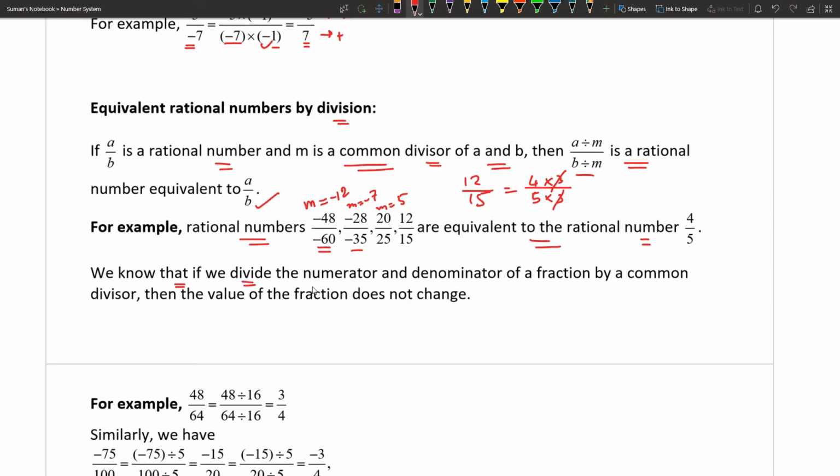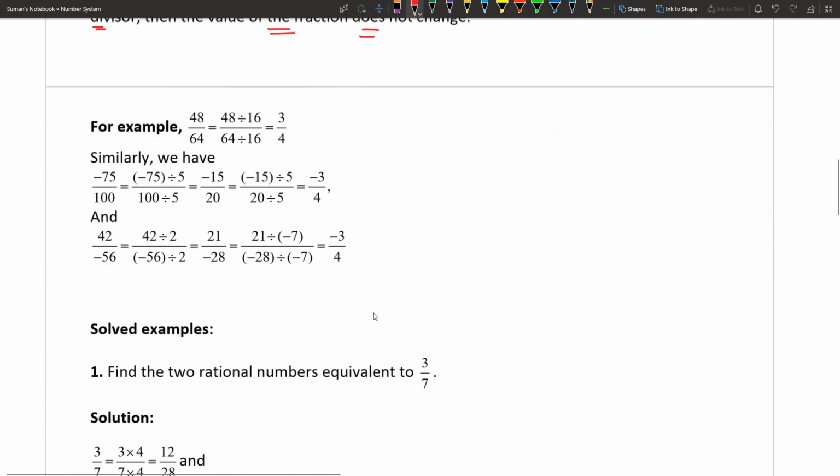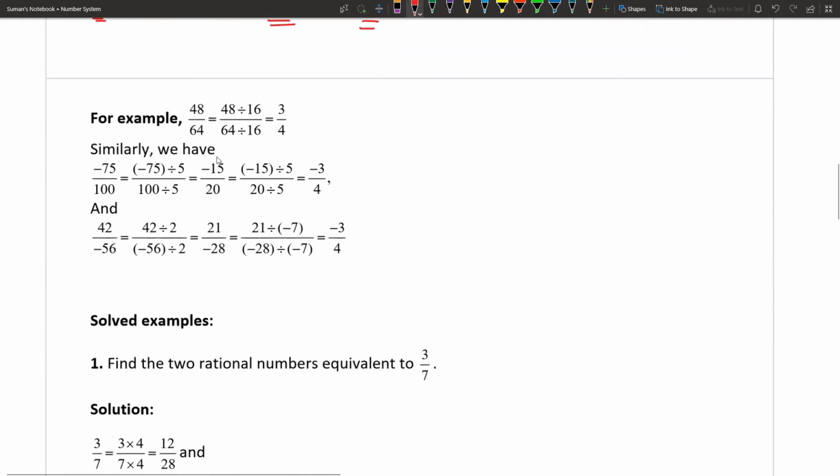Already we know, if we divide the numerator and the denominator of a fraction by a common divisor, then the value of the fraction does not change. Suppose for example 48 upon 64. If we divide 48 by 16 and 64 by the same value, 16, we get the rational number 3 by 4.